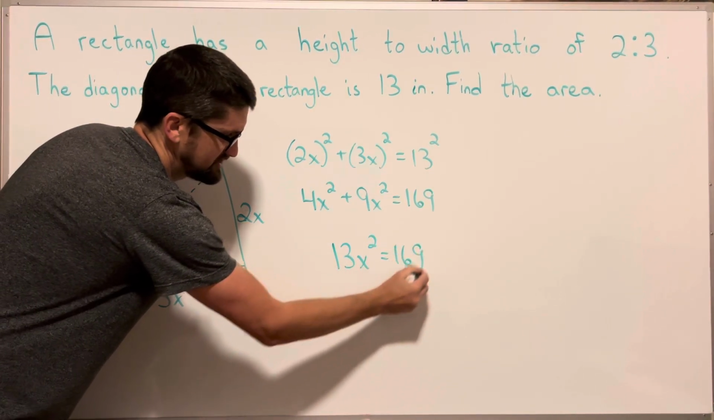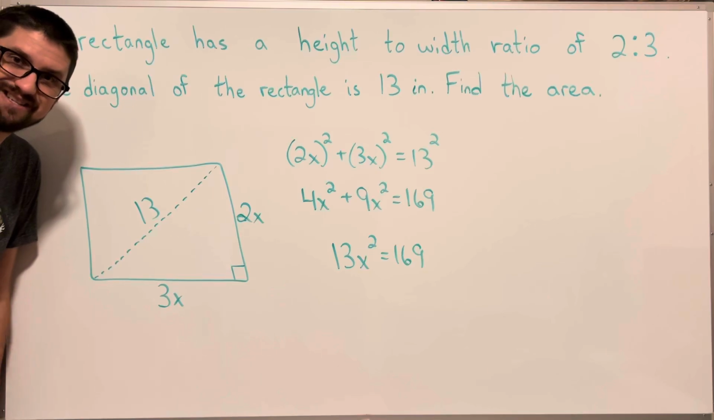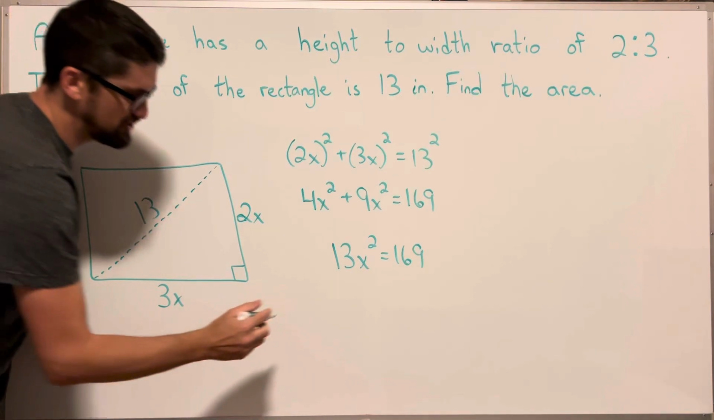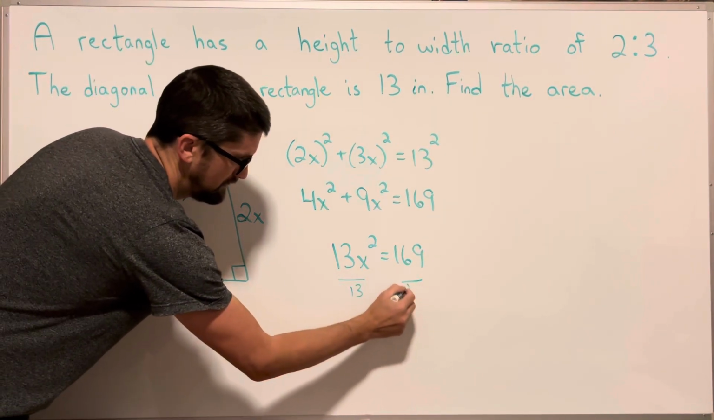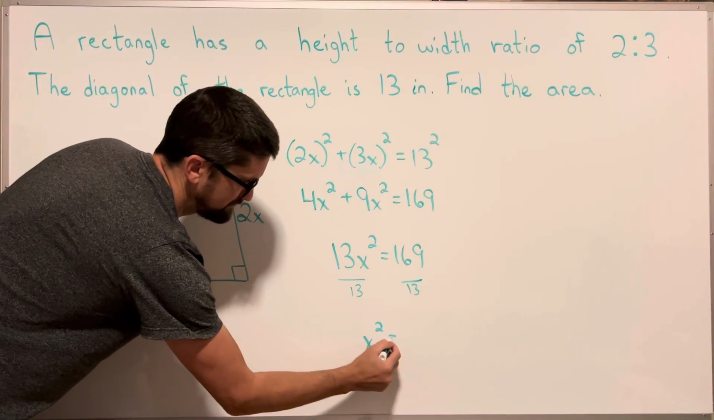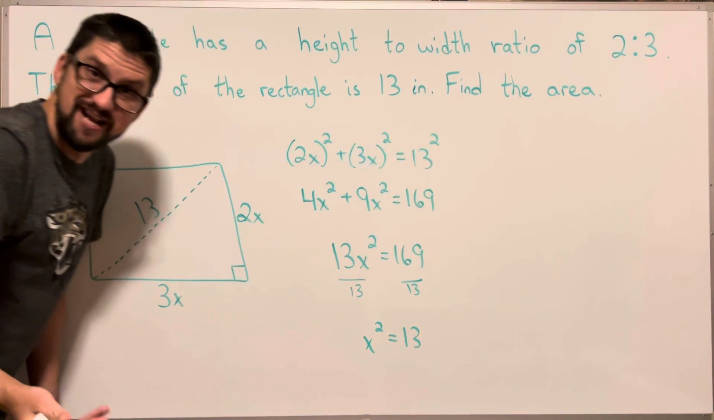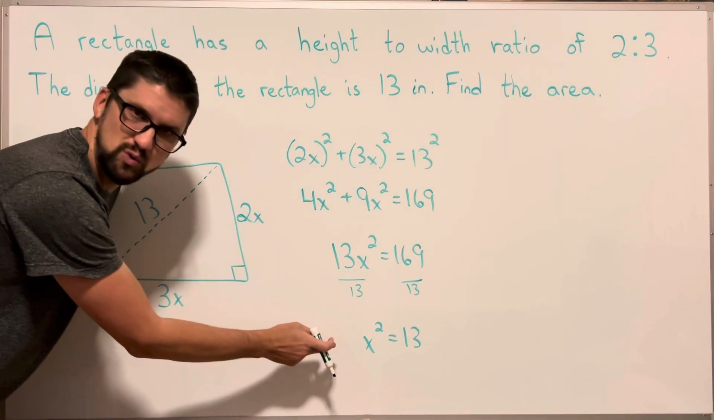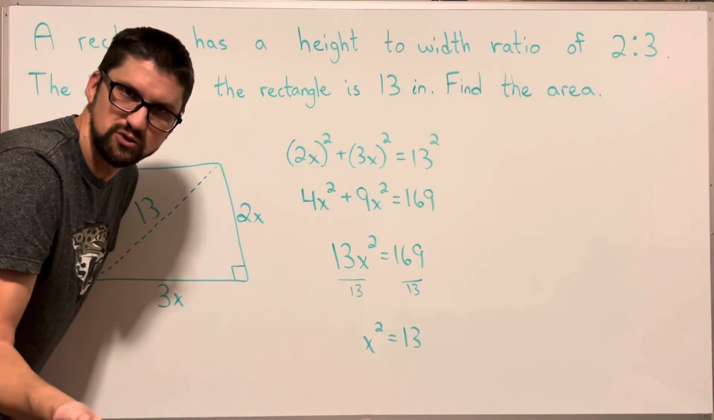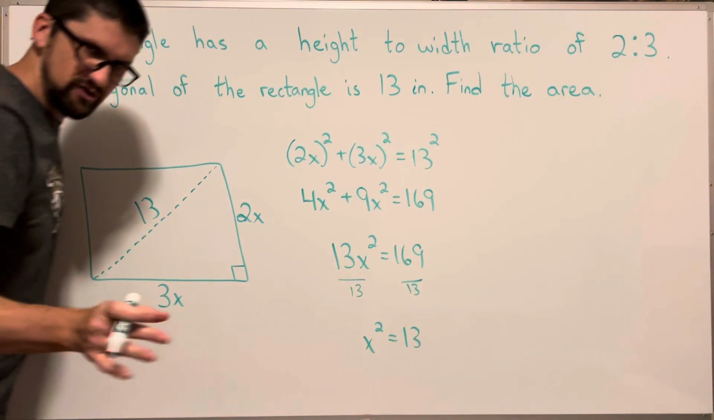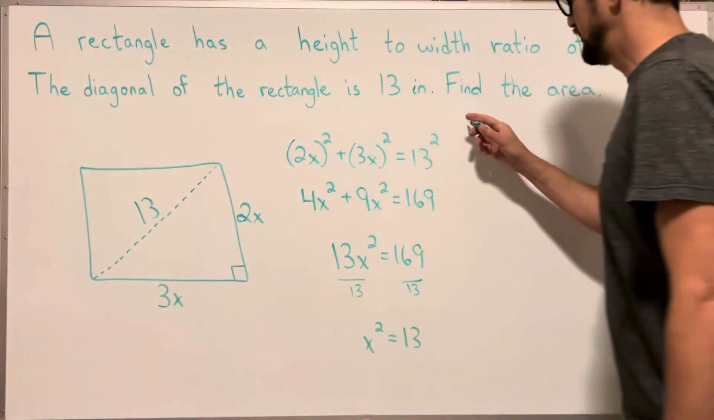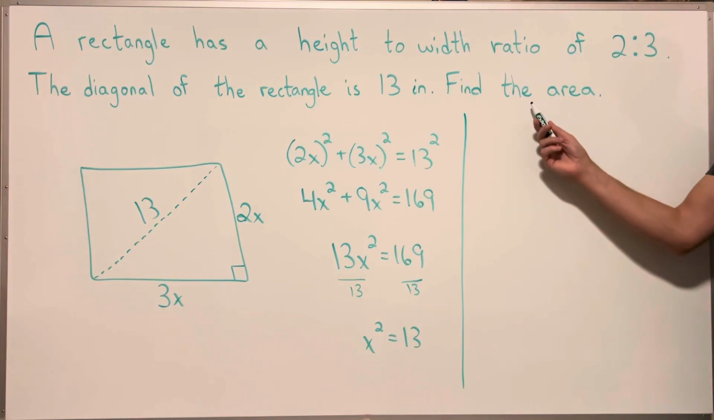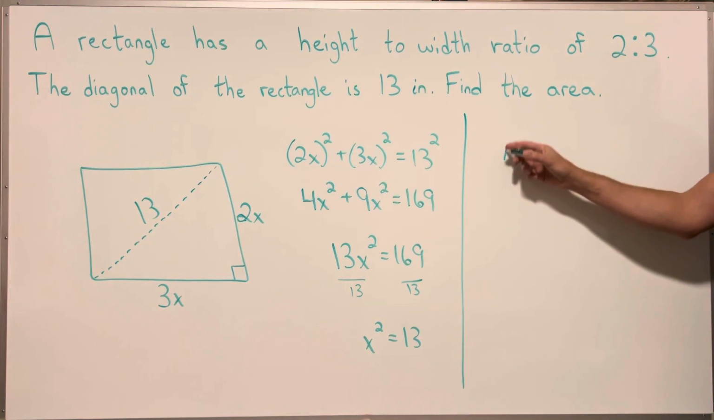And then I can solve for x squared by dividing both sides by 13. And that will give me an x squared of 13. 169 divided by 13 is 13. I can get x here by square rooting both sides. x would just be the square root of 13. But you don't need to do that because it ultimately wants the area.